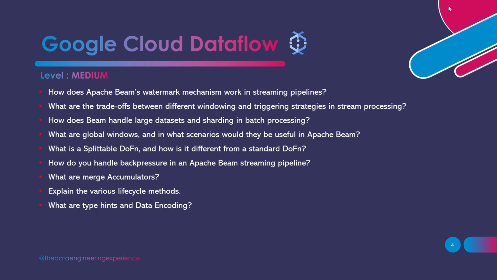And what is data encoding? So data encoding refers to how the data is serialized and deserialized when there is a transfer of data between different components of a pipeline. And how does Beam ensure this data encoding? It ensures it by using the coders.